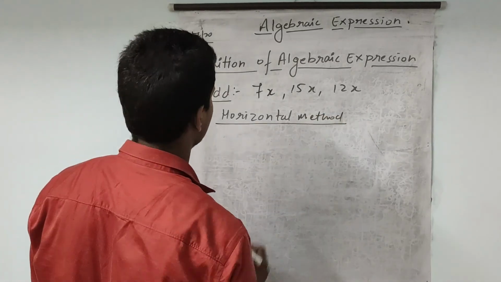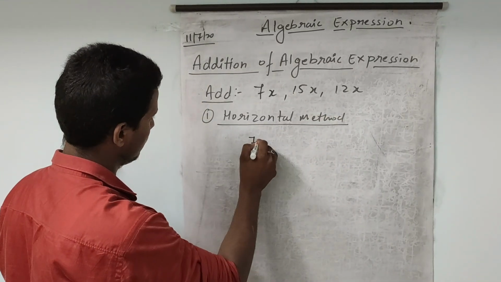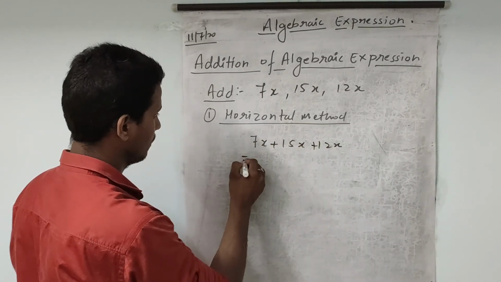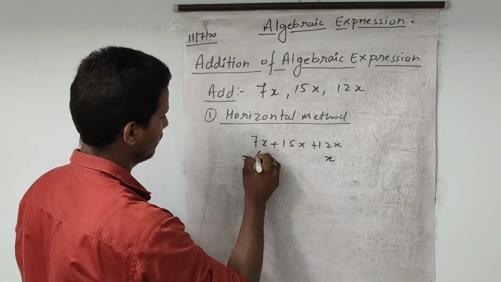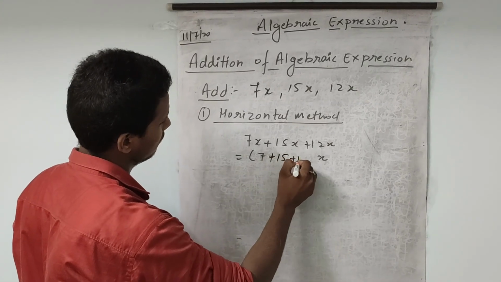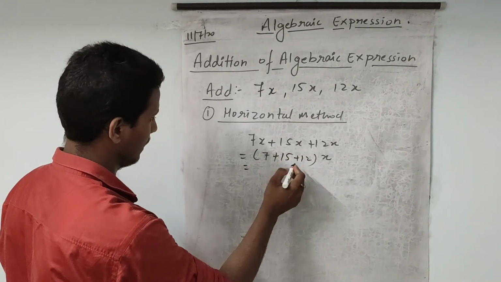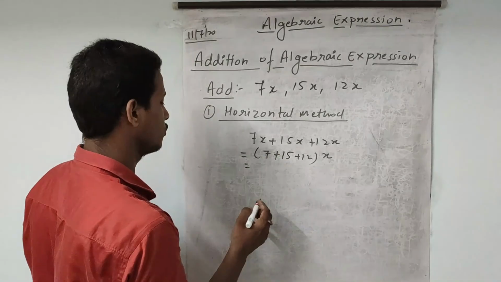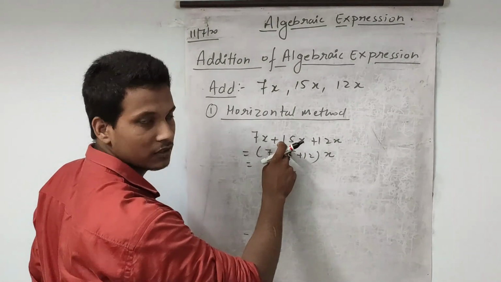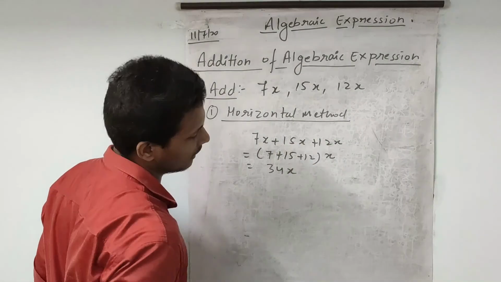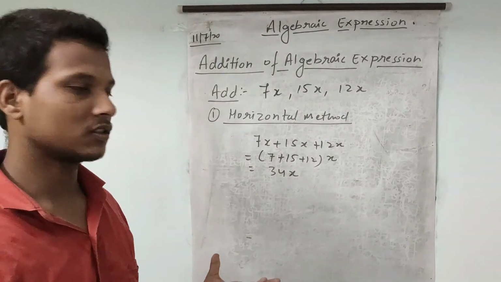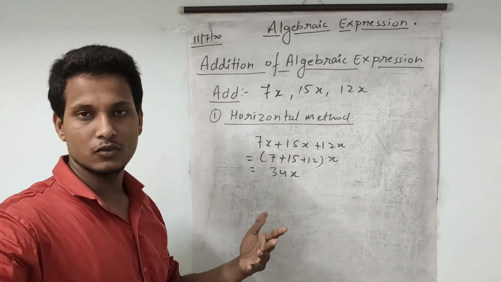In this method we simply write 7x plus 15x plus 12x. We put the x common here, with the remaining coefficients in brackets, and then we add 7 and 15, that is 22, and 22 and 12, that is 34x. Or you can add directly: 7 plus 15 is 22, and 12, 34. You can add directly, but my suggestion is that for the first 2 or 3 questions you do it like that, and after that you do it directly.